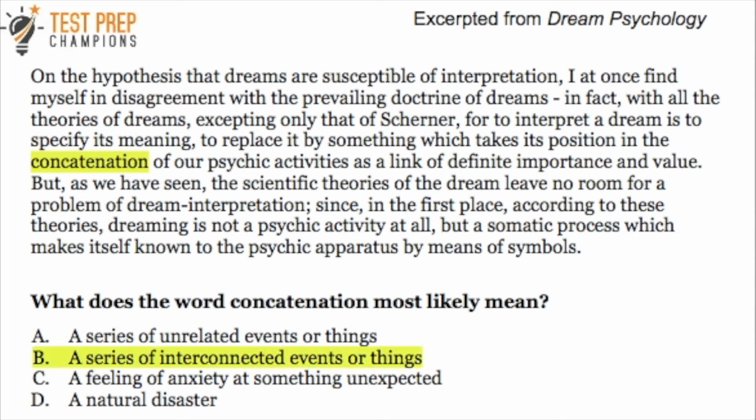Okay, so the correct answer here is B, a series of interconnected events or things. This is another one of those types of questions where you just have to use process of elimination and eliminate stuff that seems out of place. For example, the passage doesn't mention a natural disaster, so I would probably take D out just based off of that. But anyway, B is the correct answer here. And again, this is one of those questions where you just have to try your best to reason your way through it. Go with your best guess and move on.